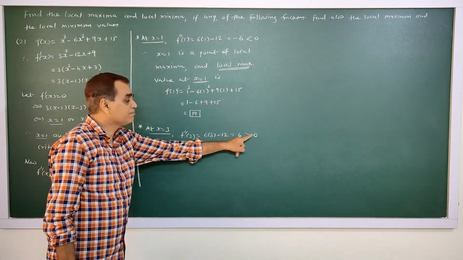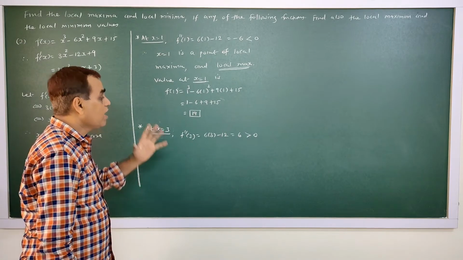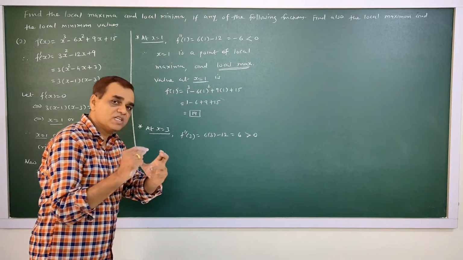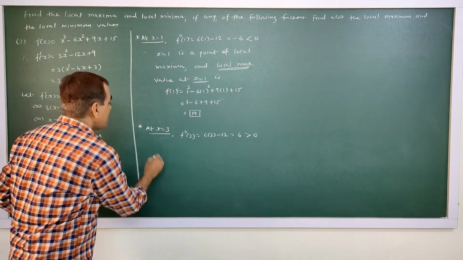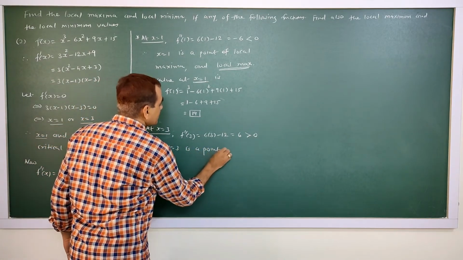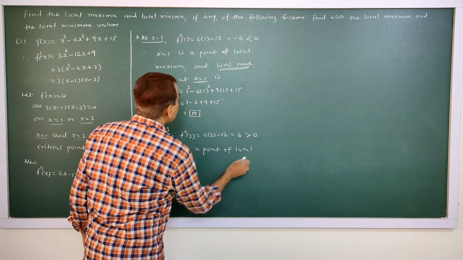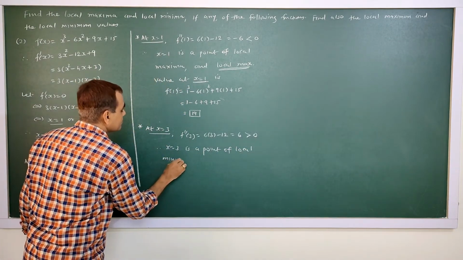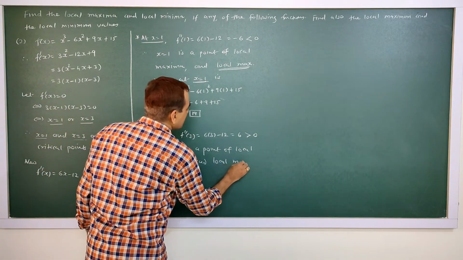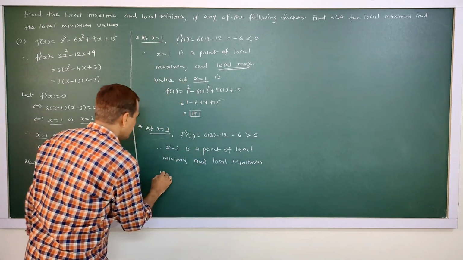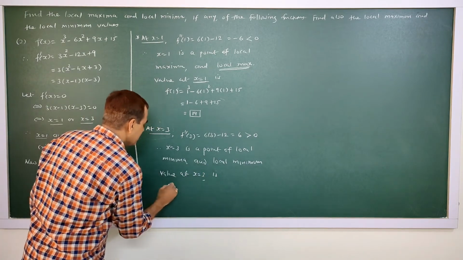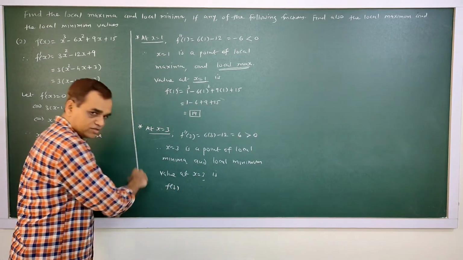If f double dash is positive, then the function has a local minimum value at 3, and x equal to 3 is a point of local minima. Therefore, x equal to 3 is a point of local minima, and the local minimum value at x equal to 3 is given by the function.